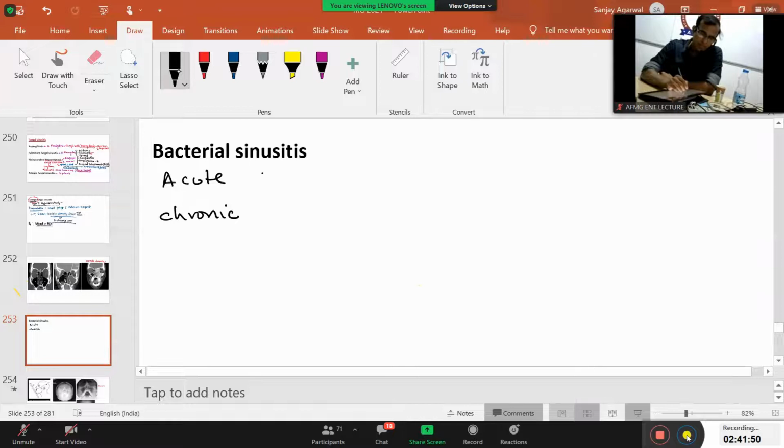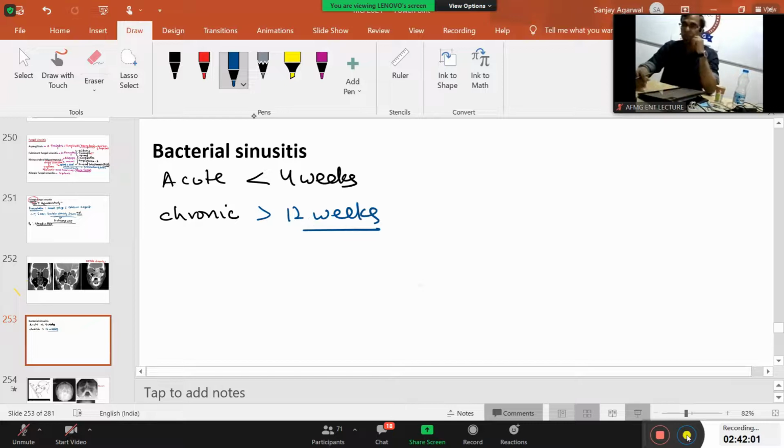Acute sinusitis is less than 4 weeks old and chronic is more than 12 weeks old. Less than 3 weeks, more than 3 weeks.